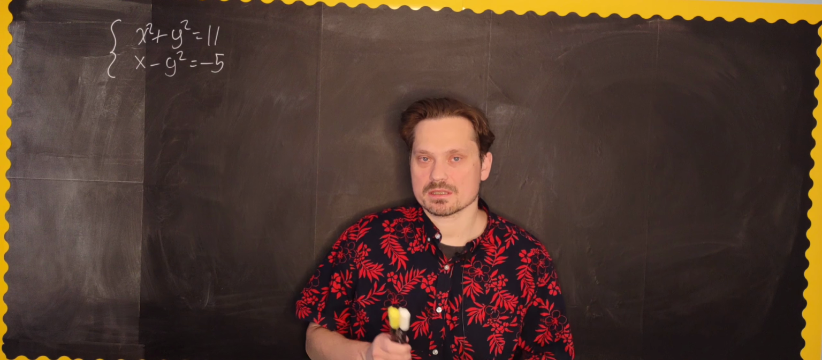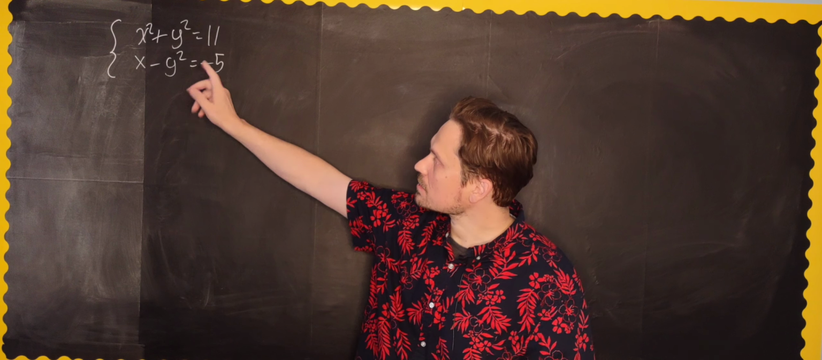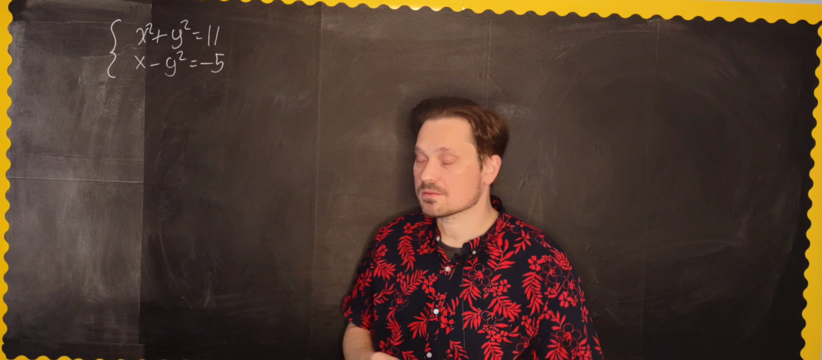Welcome friends, in this one I'm going to show you how to solve the system x squared plus y squared equals 11, x minus y squared equals negative 5. So let's get going here. This is a nonlinear system. Notice it's set up and rigged in advance so that when you do the following, the y's go away.